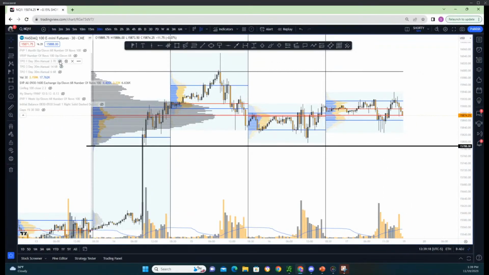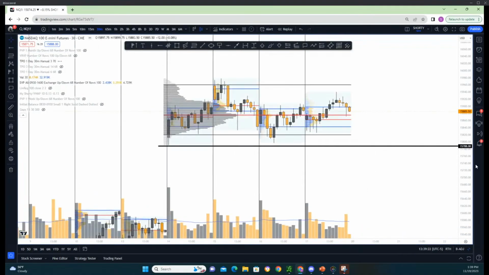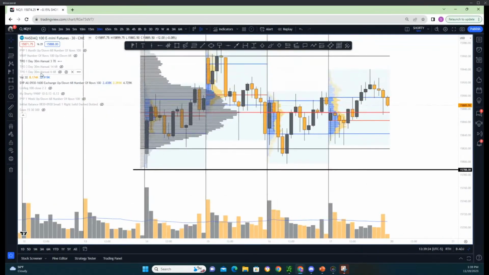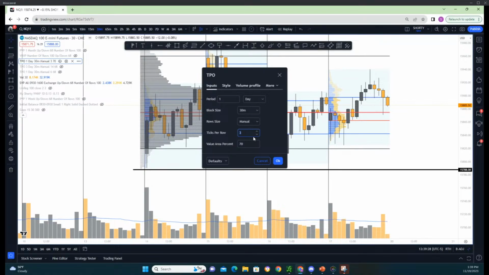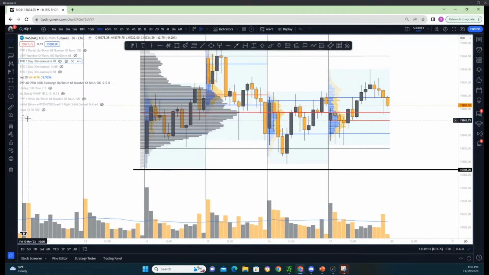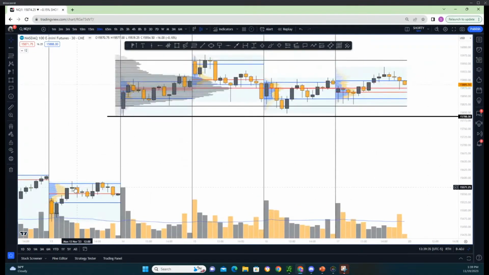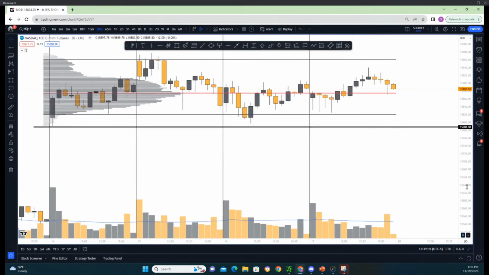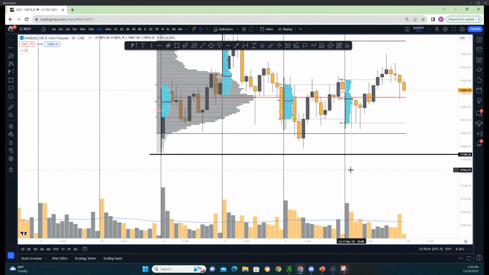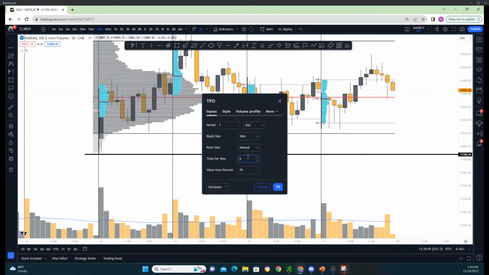Yep. If I turn on the TPOs here, and I'm just going to go regular, and let's just change the settings. Okay, so here's your TPOs. Let's make sure that, see if one works.